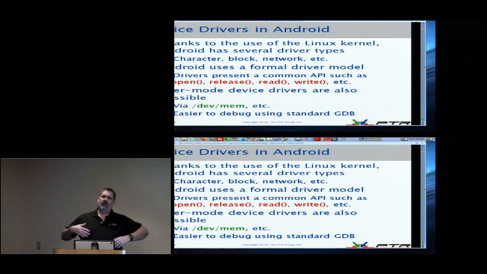All right. So thanks to the fact that we're using the Linux kernel, Android has access to several different device driver types. The primary device driver that we'll be looking at is the character driver. Now, normally in Linux, character drivers are about 80% of all of the drivers. In Android, they're more like 85 to 90% of all the drivers.